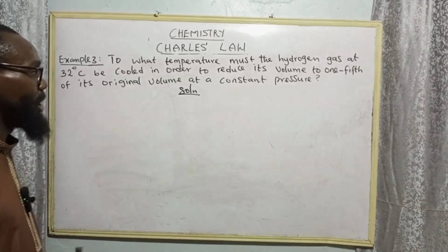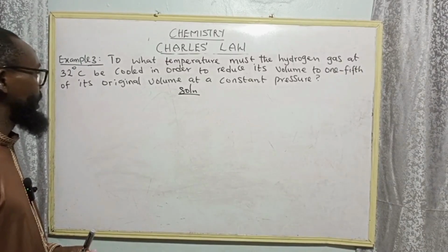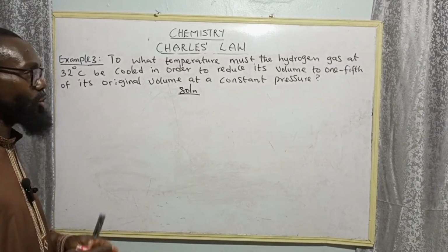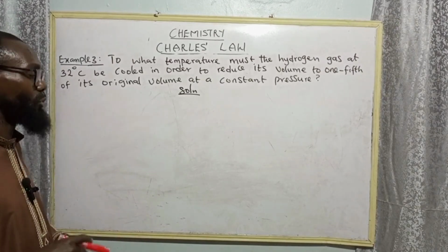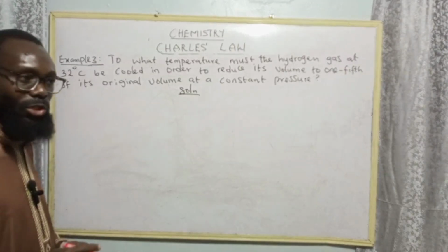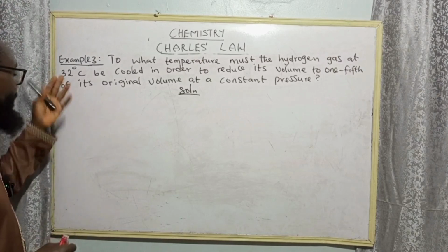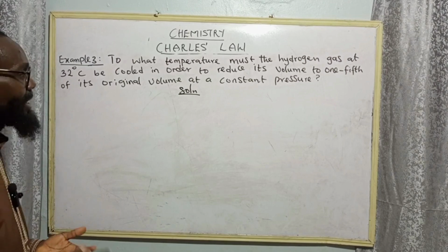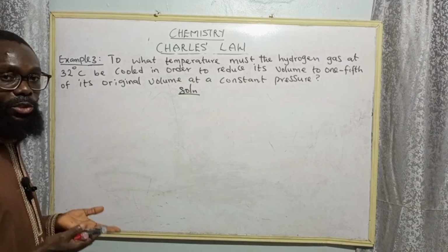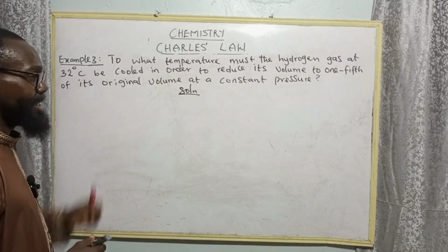Example 3. To what temperature must the hydrogen gas at 32 degrees Celsius be cooled in order to reduce its volume to 1/5 of its original volume at a constant pressure? So this first temperature is our initial temperature. Then we now want to find the second temperature, which is temperature T2.